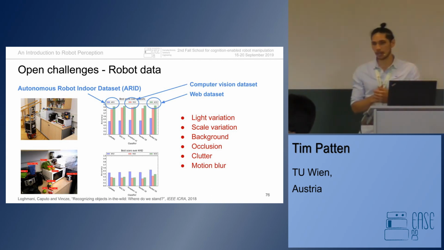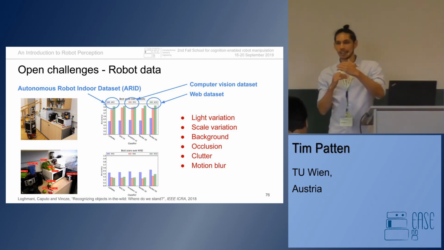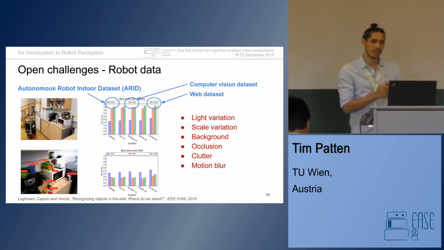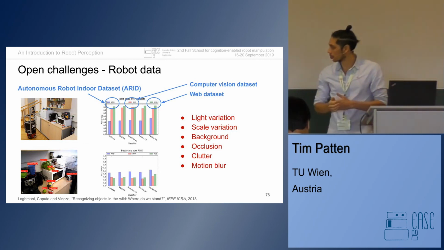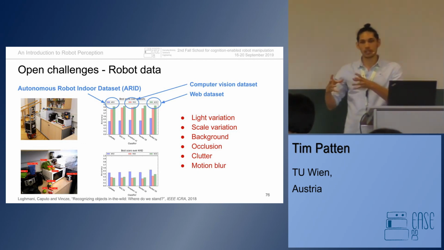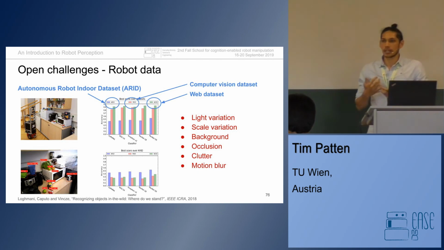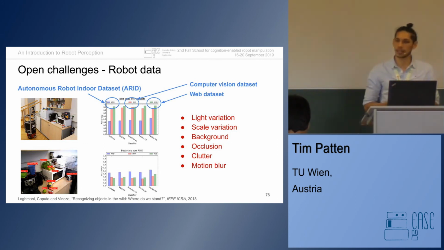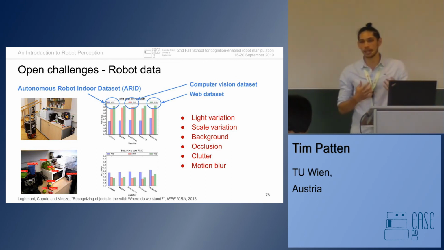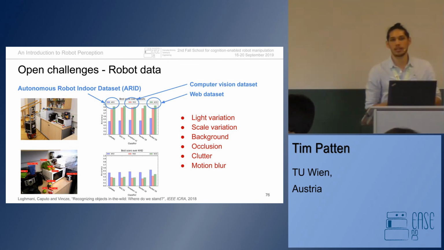So there is a huge gap between applying these methods that are trained on computer vision datasets and the real world. And in the bottom graph, this shows these models trained on the computer vision dataset or the web dataset and then deployed on the robot dataset. So we cannot at the moment rely on just deploying AlexNet or VGG or ResNet to work in the real world on a robot. There's a huge gap that needs to be overcome. And when we analyze this data, we see that there are problems in the lighting, scaling, background occlusion, clutter, motion blur. So these all badly influence our predictions.